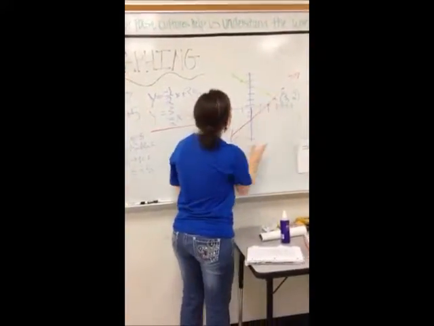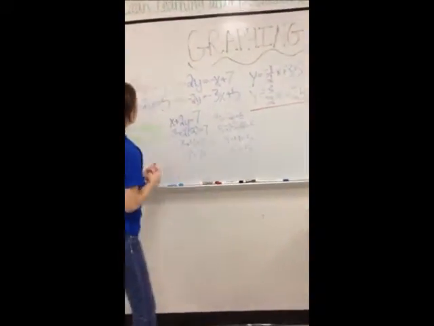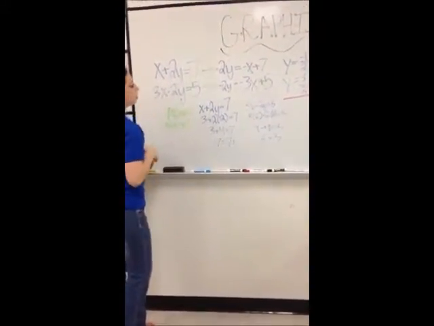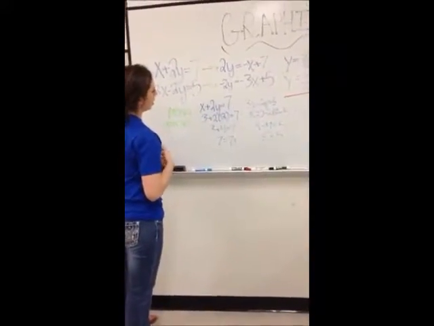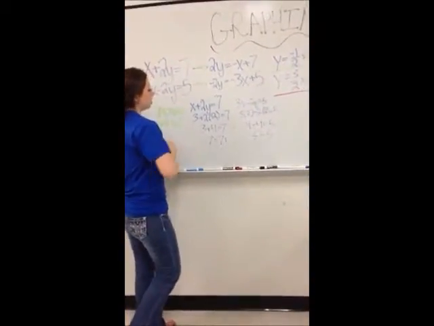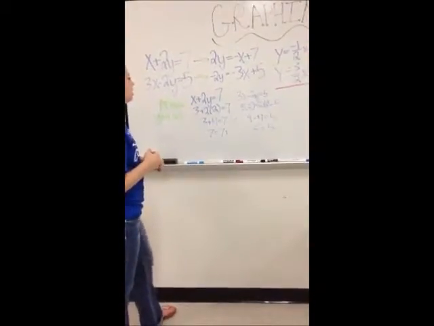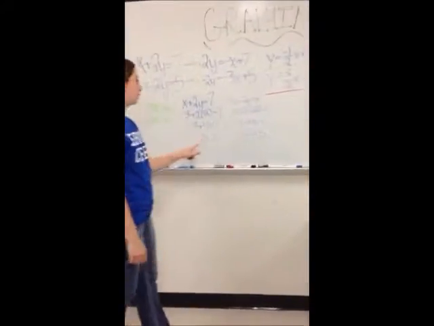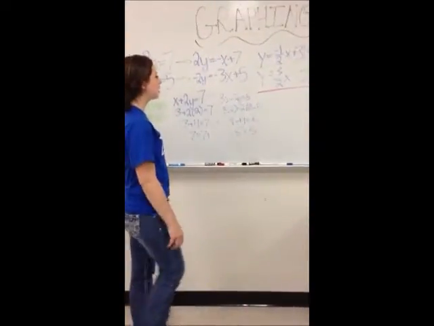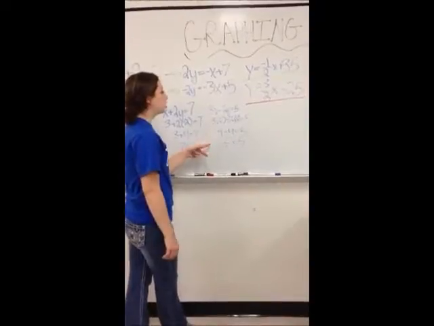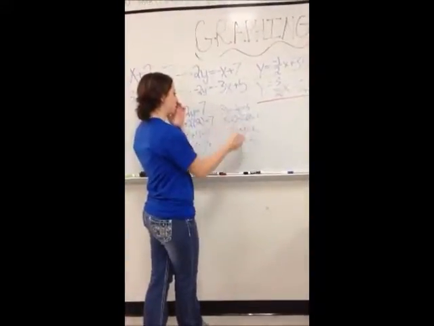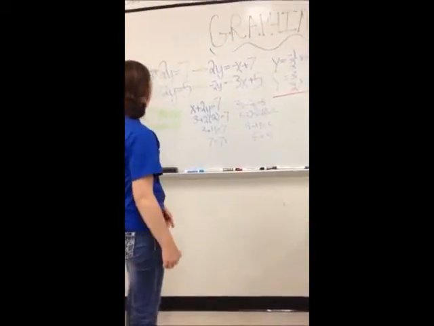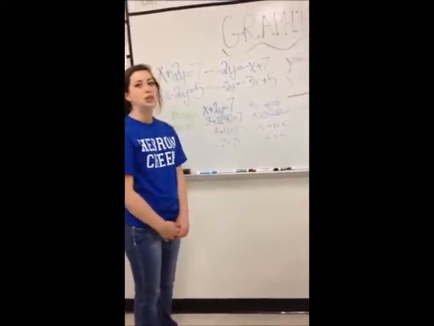So it's 3, 2. To check your solution, you plug them into the original equations, and then solve them and see if they're correct. For x plus 2y equals 7, you plug in the x and y value, and you're going to get 7 equals 7. That's correct. And then for 3x minus 2y equals 5, you plug in 3 and 2 for x and y, and then you end up getting 5 equals 5, which is correct. So your solution is 3, 2.